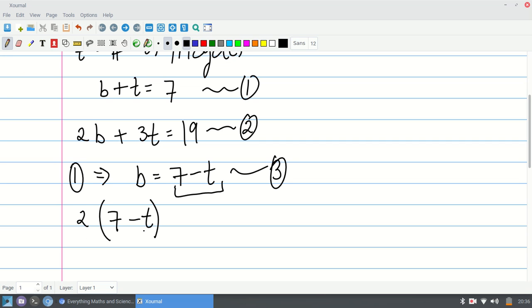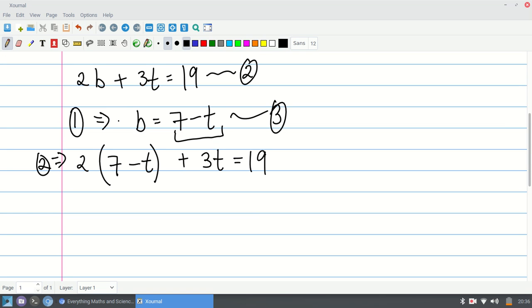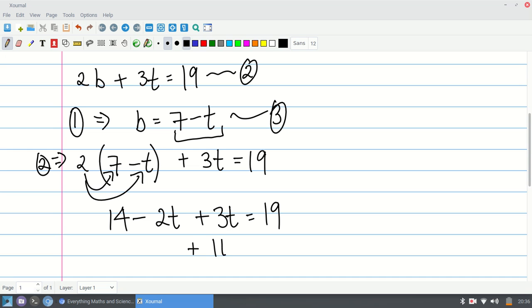So this is still 2b, and what equation 2 says is you put 3t, and then it equates to 19, right? So now I've got to expand the 2 inside, and you get 14 minus 2t plus 3t equals 19. Negative 2t plus 3t is positive 1t, right? And whenever you have 1t, you could literally just put t. So I get 14 plus t equals 19.